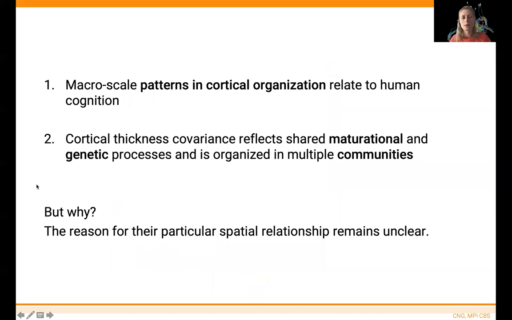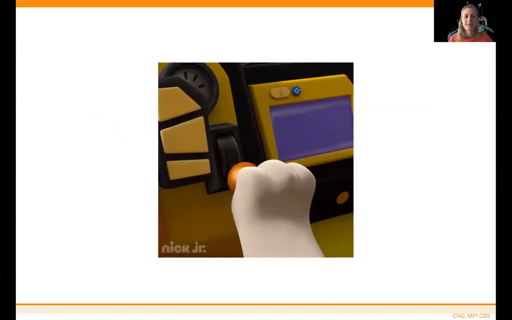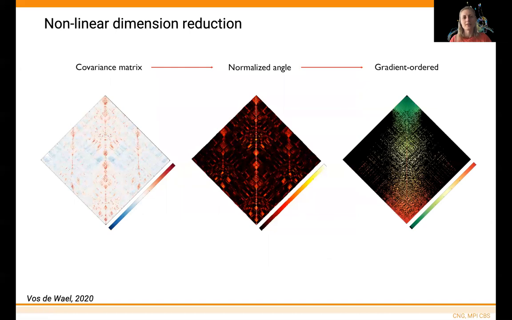To sum up, macroscale patterns in cortical organization relate to human cognition, and cortical thickness covariance reflects shared maturational and genetic processes and is organized into multiple communities. But why? The reason for their particular spatial relationship remains unclear. So in our current study, we sought to directly examine the genetic origin of the spatial organization of macroscale cortical features. Let's go.